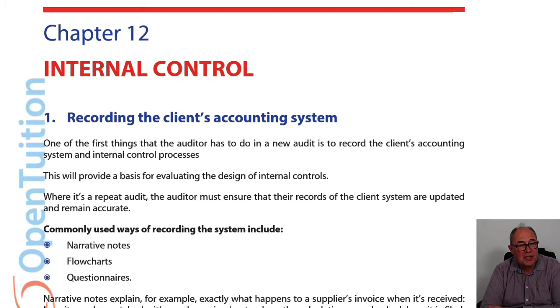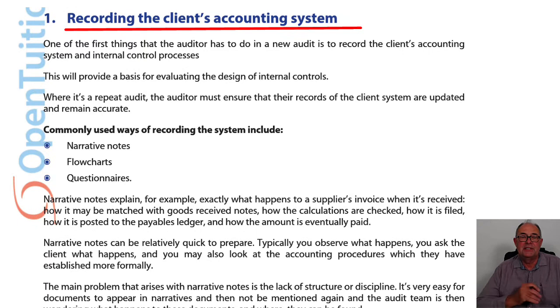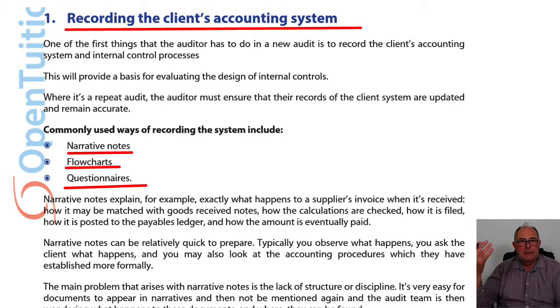First of all, we need to understand a little bit about how you record the controls at a client. So recording the client's accounting systems. And you may be asked about the different methods of recording that can be used by the audit firm. The principal methods are narrative notes, flowcharts, and questionnaires. Narrative notes means that you simply make a list of the procedures the client has in place, and these would be okay if you are looking at a very simple business.